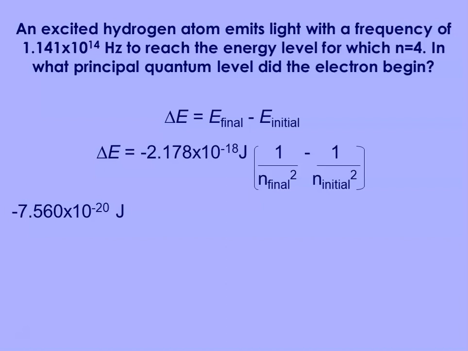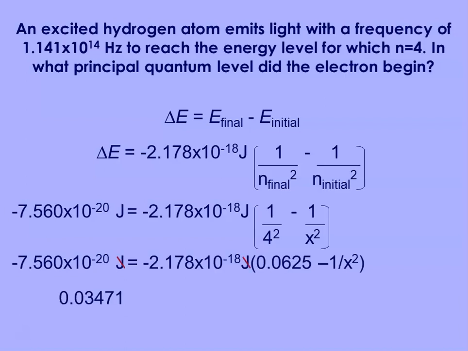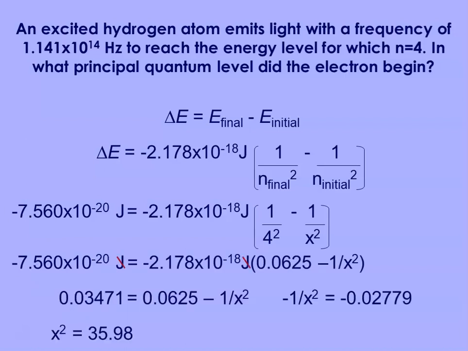We know we ended with a level of 4, so we would put that in for our N final, and we would want to solve for N initial. At this point, you can graphically use your calculators to determine what N initial is, but these N levels are always going to be pretty close to whole numbers. And if you go through and do the math, or if you graph it on your calculator, you're going to get that this electron must have started in an energy level of around 6.